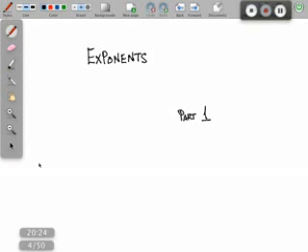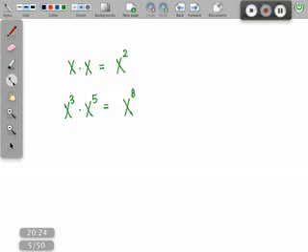This video will discuss exponents. I note that it is part 1 of the exponents. I'd first like to start with multiplying two common bases together.